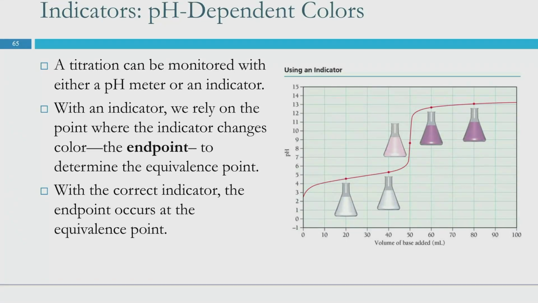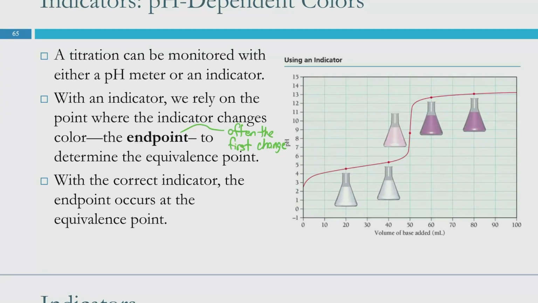So with our indicators, we rely on the color change. Oftentimes it'll be the first color change, because some of them will have multiple colors that they can do, to determine our equivalence point. But it also depends on the acid or the base that you're using. And if we set it up correctly with the correct indicator, our endpoint is going to occur at the equivalence point. For phenolphthalein, it is the first sign of color change before our color gets saturated.